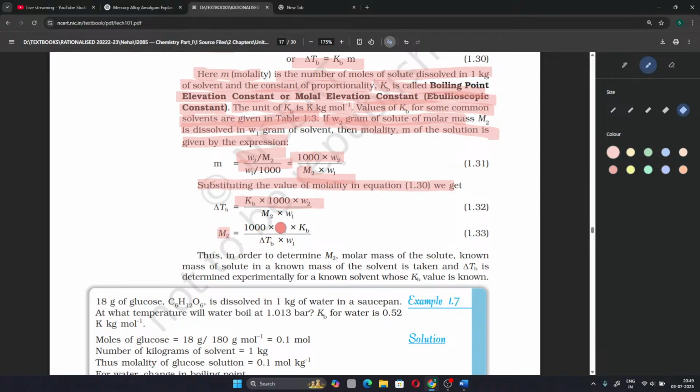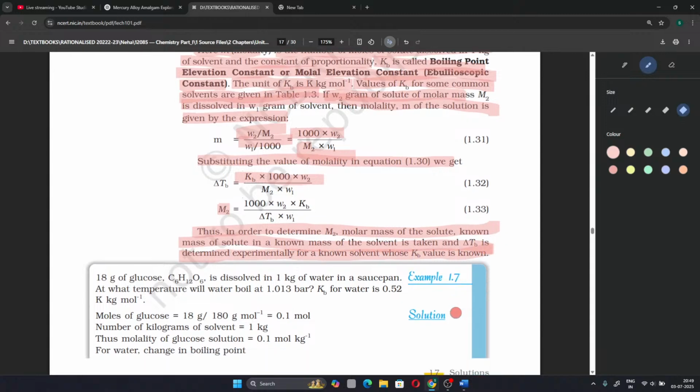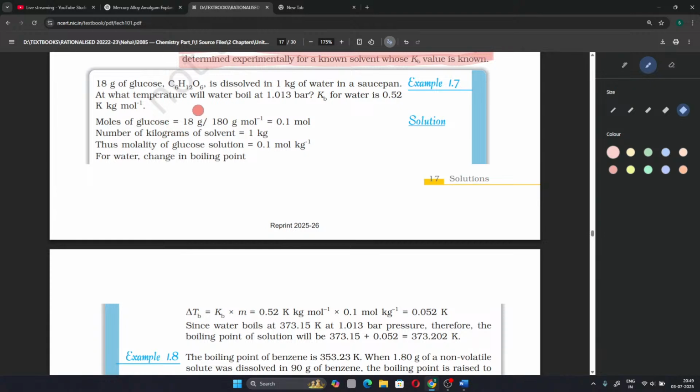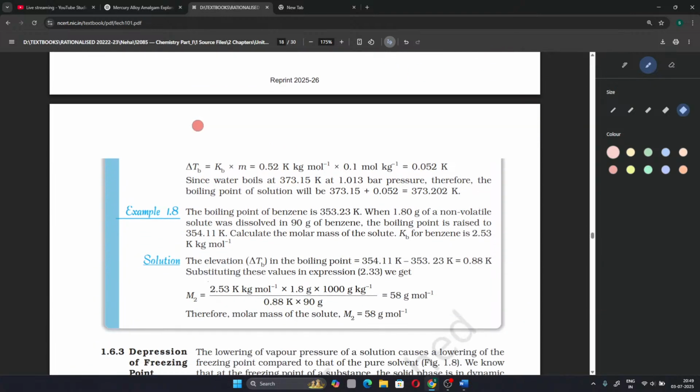M2 is the molecular weight of the solute, the molar mass of the solute. The mass of solute is known, the mass of the solvent is taken, and delta Tb is determined experimentally for a given solvent whose Kb value is known. This is basically an easy question based on the same principle.